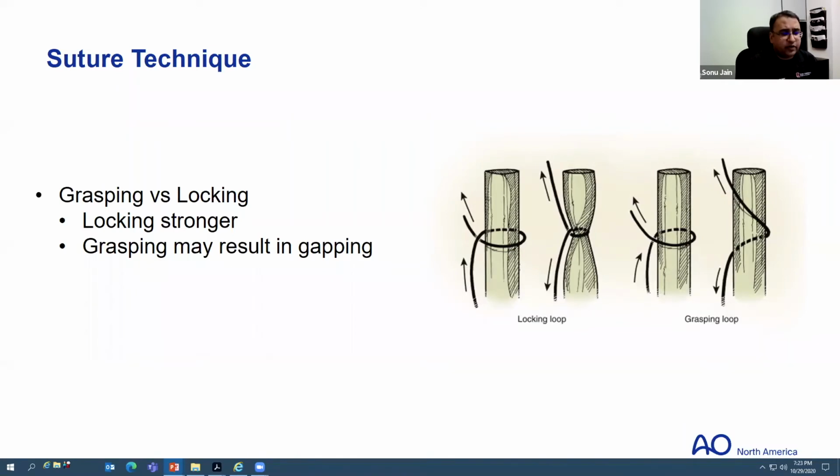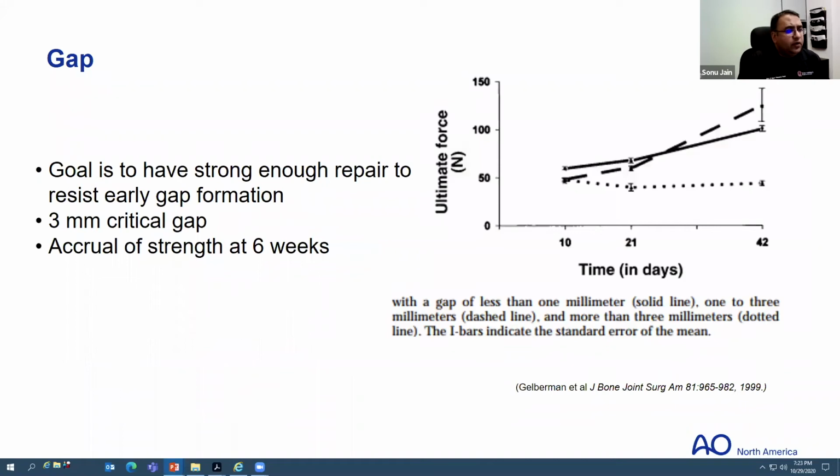Grasping is where you're grabbing a piece of tissue but not really locking it into the suture. So this also emphasizes this gap concept we're talking about. Richard Gelderman, in this canine model study that he published in JBJS, showed how critical it is to avoid gapping, in particular gapping greater than 3 millimeters. The solid line is gapping less than 1 millimeter, the dashed line is gapping between 1 to 3 millimeters, and the dotted line is gapping more than 3.